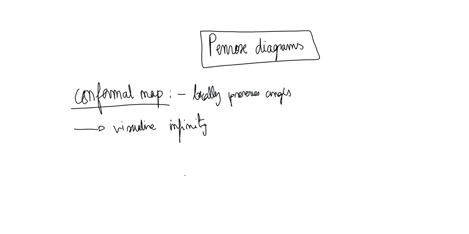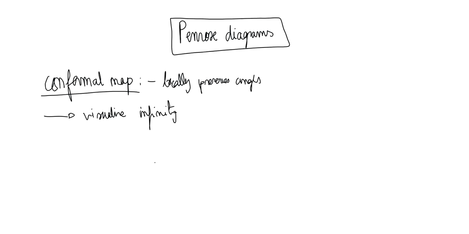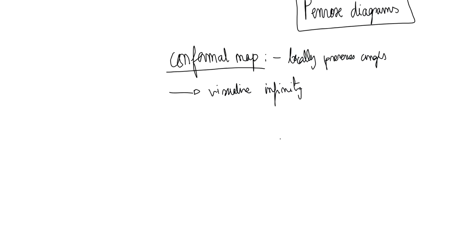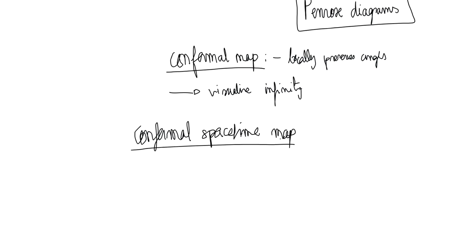All right. So Penrose diagrams are the result of a conformal spacetime map. A conformal spacetime map preserves relative speed.